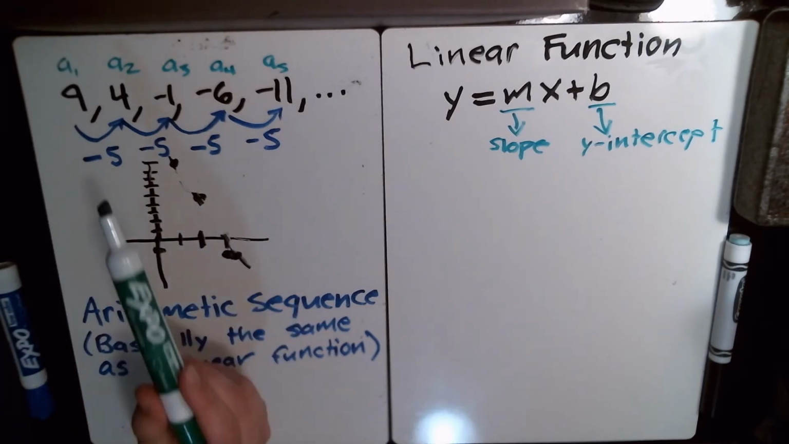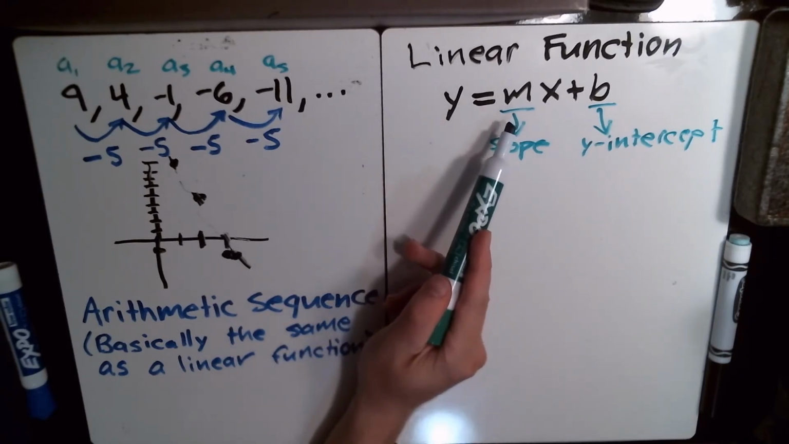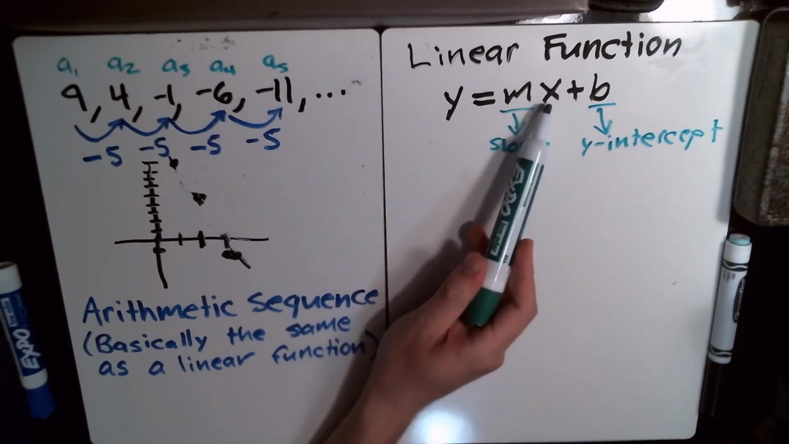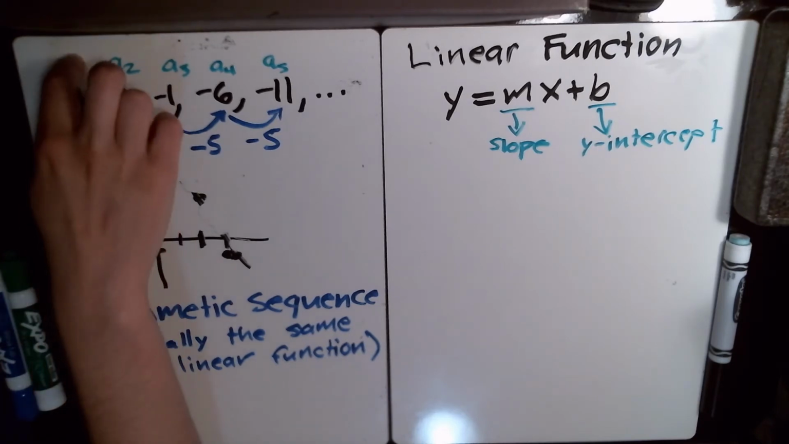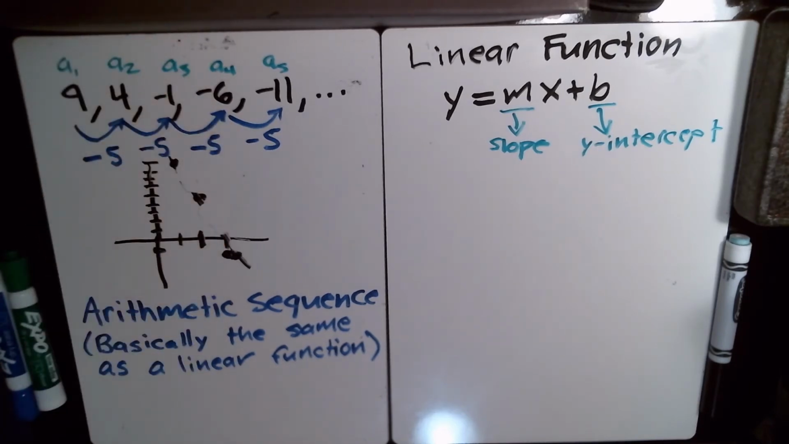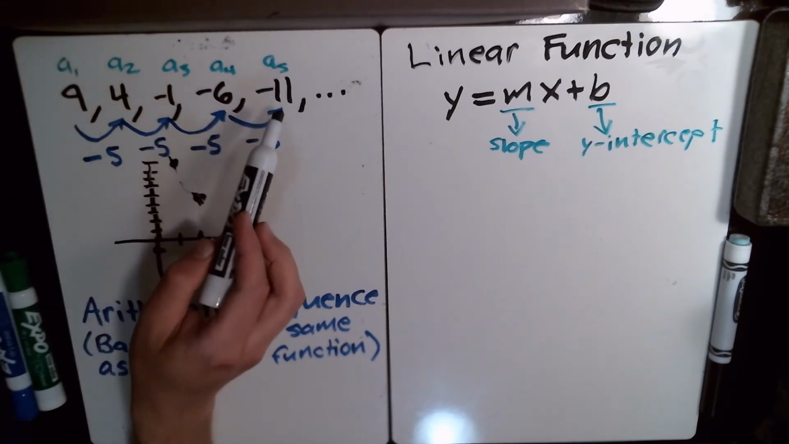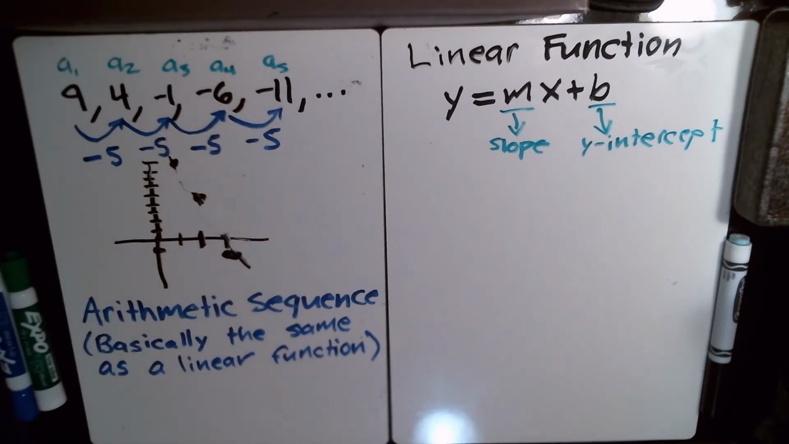If you'll notice, every time we're going down by 5, so that would be the same as m in this problem, okay? And our variable is going to be n, the term that you're on, sorry. And so let's look at this sequence: how could I write a formula for a sub n in terms of n, okay?